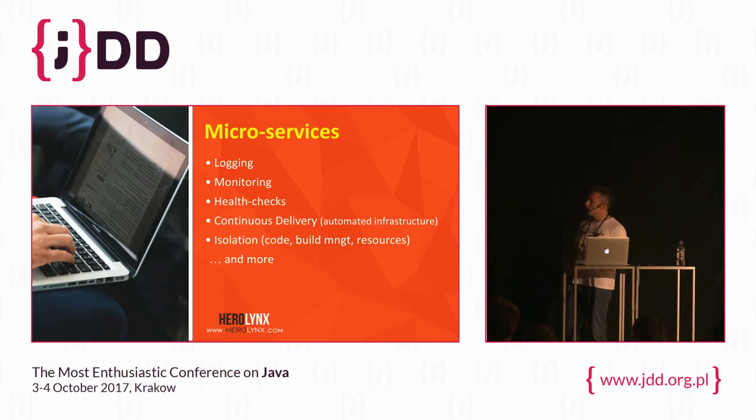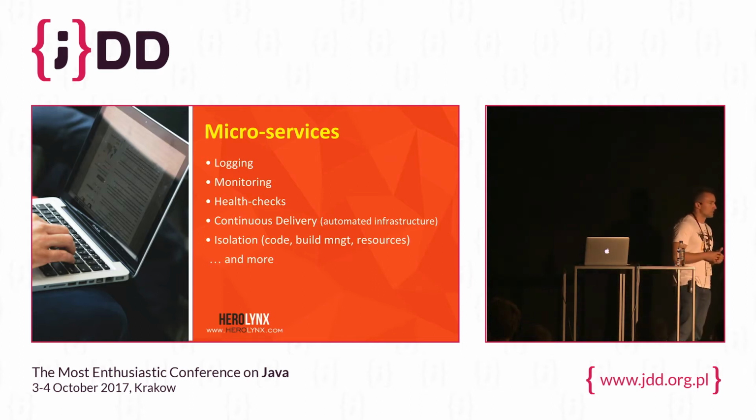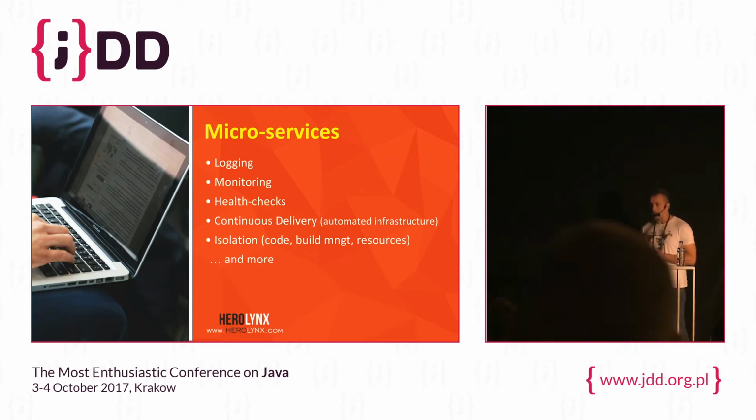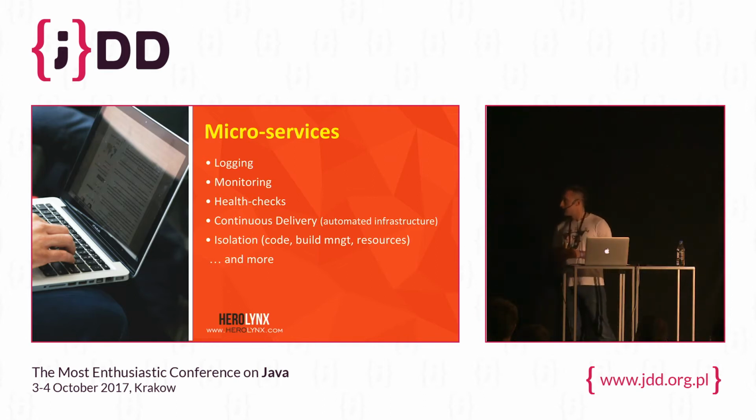If we have so many services in our cluster, then obviously we want to have everything automated. Therefore, we have also continuous delivery. And last but not least, isolation. And by isolation, I mean here isolation of the code. So basically, every microservice should be placed in different repository. But this goes even farther. We should think also about isolating build management processes, deployment processes, and resources that at the end are attached and assigned to our services in the cluster, because this is very important. And the good thing is that Kubernetes simplifies all of those things. So therefore, this is a handy tool.